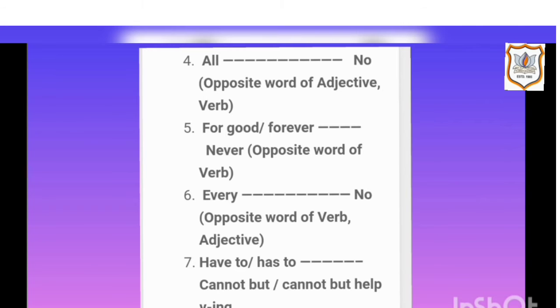Okay, the seventh rule is, if have to or has to is given in the affirmative sentence, we will change it to cannot but or cannot help, and plus we will write the continuous form of the verb. For example, I have to buy a new car. I cannot help buying a new car.